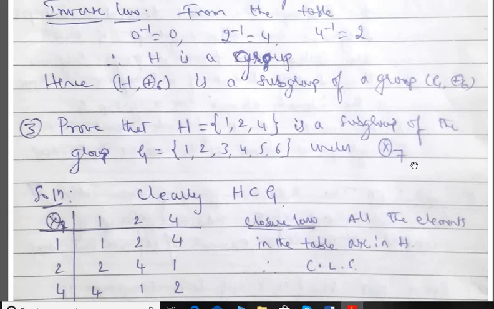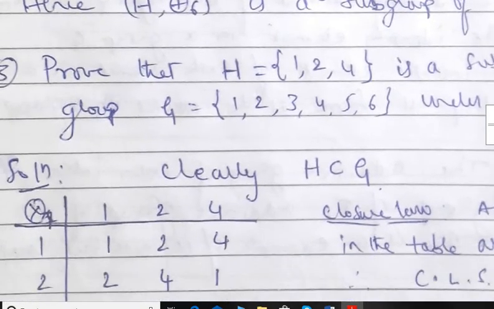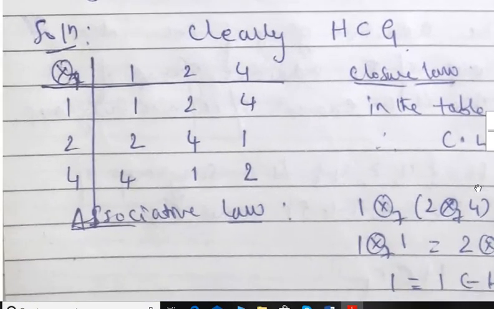Here is one more example: H = {1, 2, 4} is a subgroup of the group G = {1, 2, 3, 4, 5, 6} under multiplication mod 7. Here also you can say that clearly H is a subset of G because the elements 1, 2, 4 are derived from the set G. So hence we can say that H is a subset of G. And finally for 1, 2, 4 we construct the Cayley table.